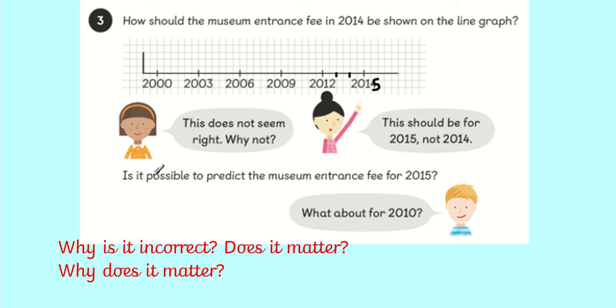Is it possible to predict the museum entrance for 2015, it says? We know about predicting from our reading. It's where we take a guess at something based on what we already know. And I'd say, yes, we would. Because we know that the museum fee is increasing. We can safely predict that it will still be increasing and go up again.